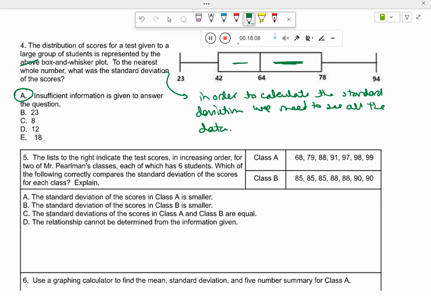So in this case, I would have to say A. I can't calculate the standard deviation because I can't see the individual data values. I just see this summary of what the data looks like.